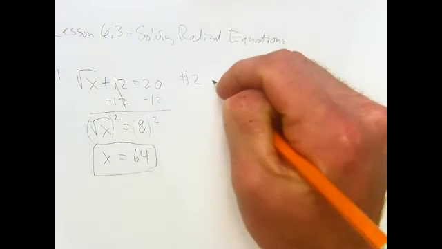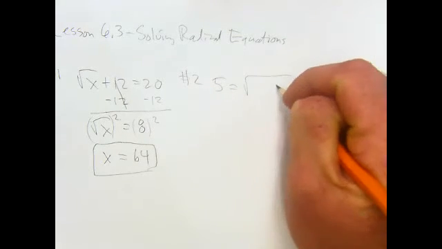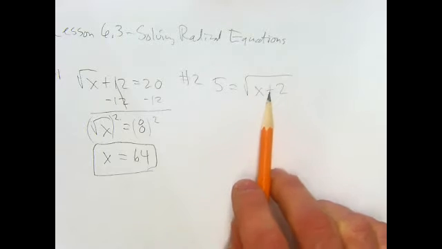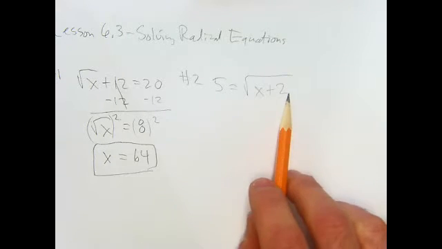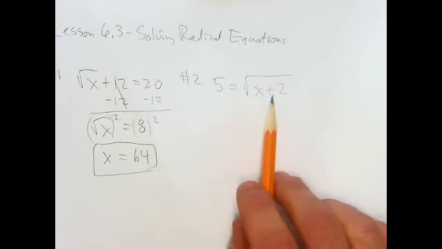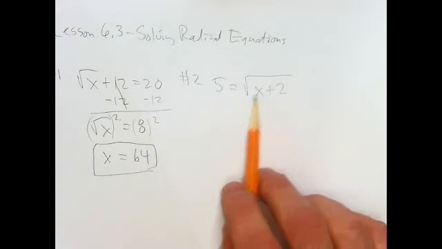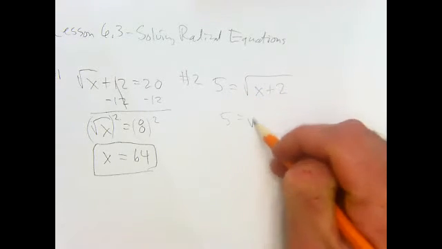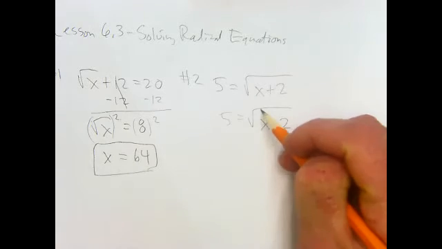Okay. I have something a little bit different. 5 equals square root of this whole thing, x plus 2. Okay, we can't minus a 2 off yet. We're trying to solve for x, but we can't minus a 2 off yet because it's all under the square root. So the first thing you got to do, rewrite it, is square each side.